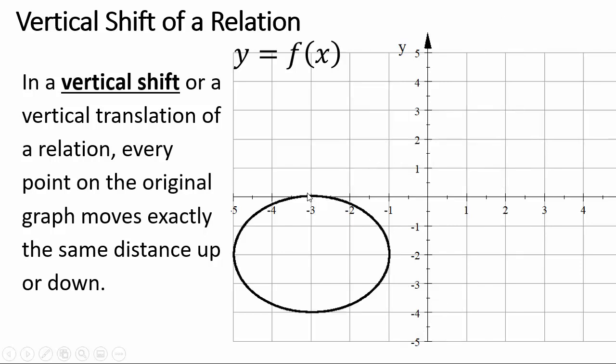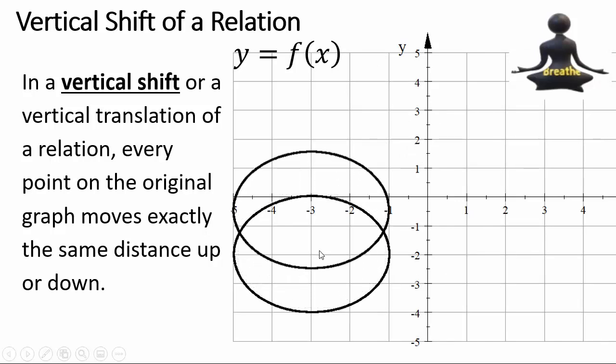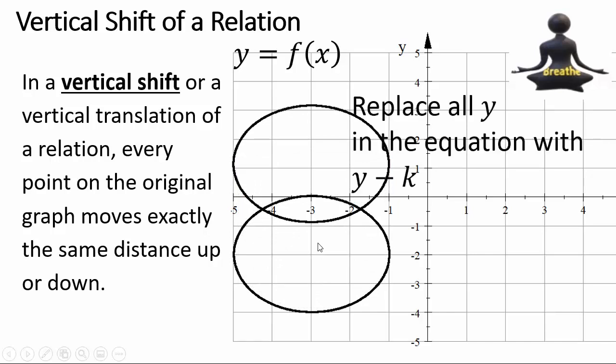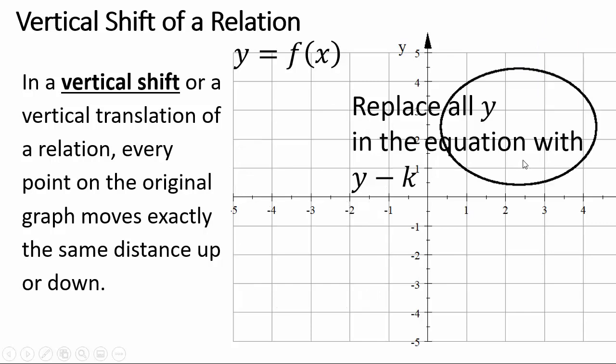All right, so if you have a relation, let's say this relation, same thing. If you want to go up, so here you're going up so many units, then you would basically replace all the y's in the equation with y minus k. y minus k will take it k units up. So what do you think will happen if I want to go down? So let's say I have this relation here. What would I have to do? Replace all y with what to make it go down k units? Pause the video here and see what we would have to do. Good, we would have to do y plus k.